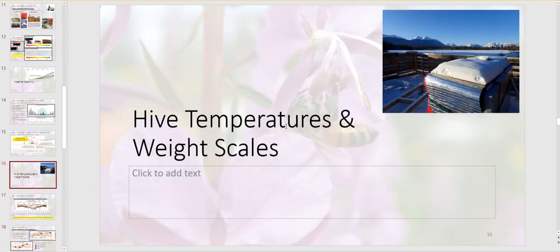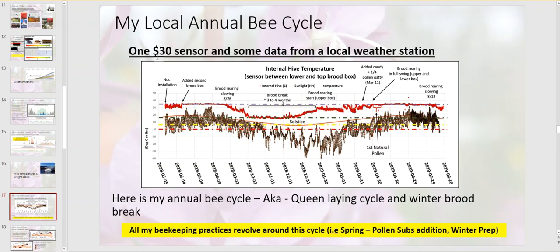So now on to hive temperatures and weight scales. This is a $30 sensor. And with this one, along with my weather station data, the red line is that internal sensor. These are all my main activities during the season. And this brown line is the outside temperature. And then this orangey line is the daylight hours. So you can see that I installed the nuc. I added a second box.